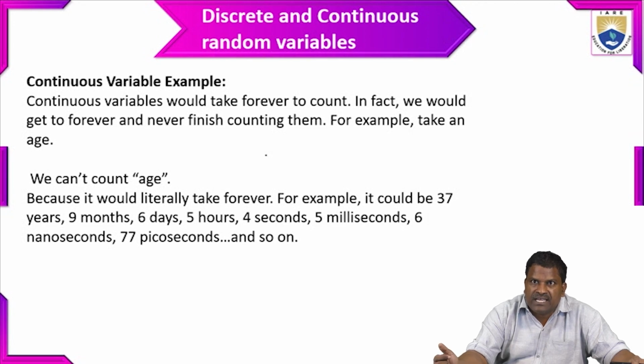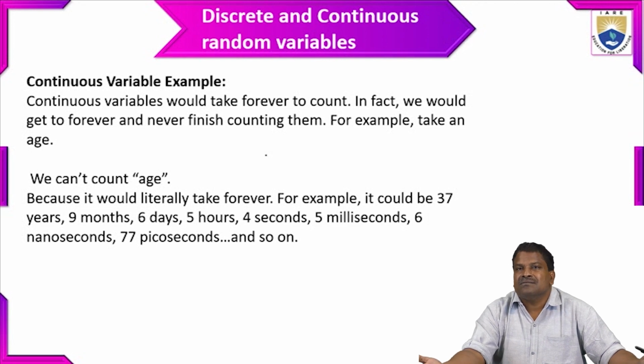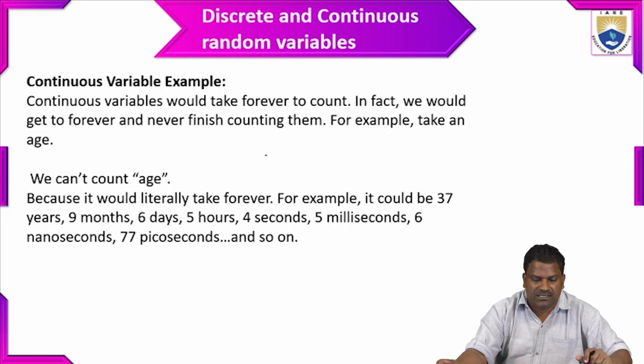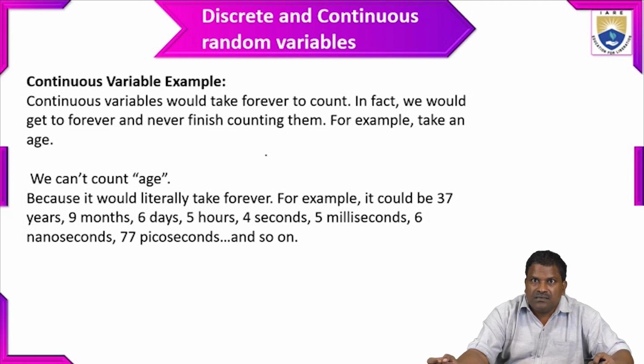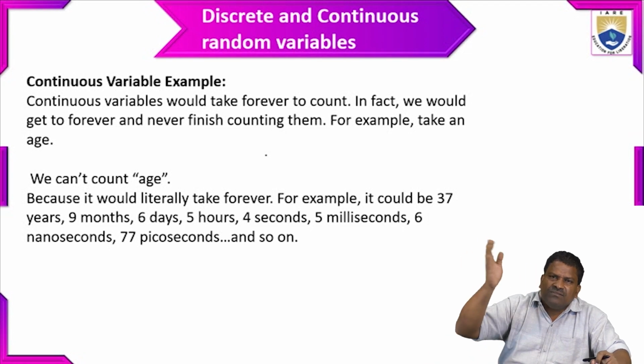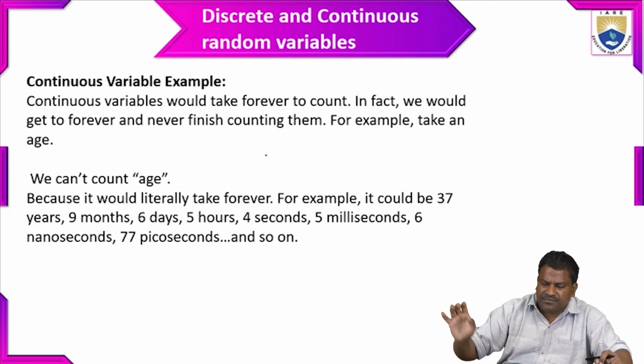Second to second your age increases. For example, it could be 37 years, 9 months, 6 days, 5 hours, 4 seconds, 5 milliseconds, 6 nanoseconds, 77 picoseconds, and so on. That's why it is countless. We cannot count this. Minute to minute, second to second, it varies.